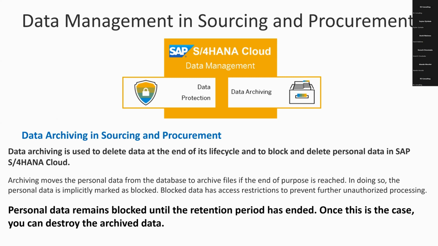All right, so talking about data archiving in sourcing and procurement, data archiving is used to delete data at the end of its life cycle and to block and delete personal data in SAP S/4HANA Cloud. So personal data remains blocked until the retention period has ended. Once this is the case, you can destroy the archived data.